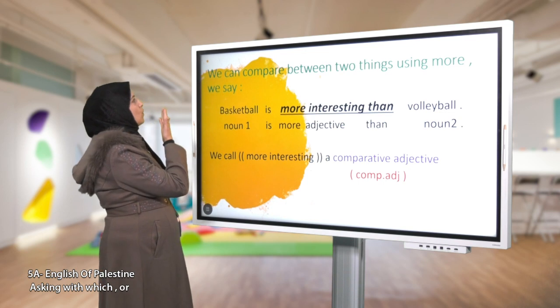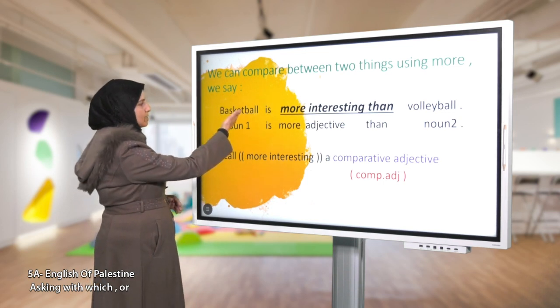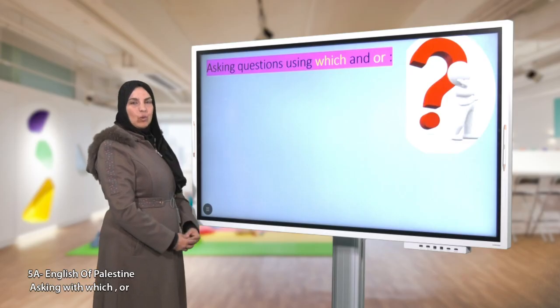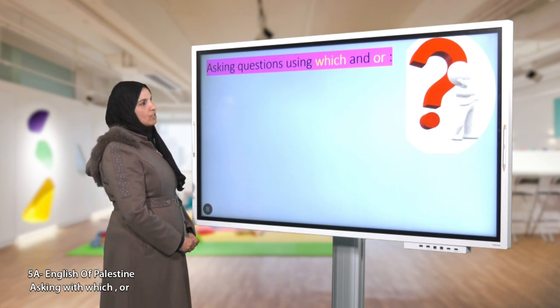Now, when we compare between two things, we can say basketball is noun 1, more interesting than is more plus adjective, and volleyball is noun 2. We compare between basketball and volleyball, and we call more interesting a comparative adjective, صيغة مقارنة للصفات. Now we are going to learn how to ask questions using which and or.